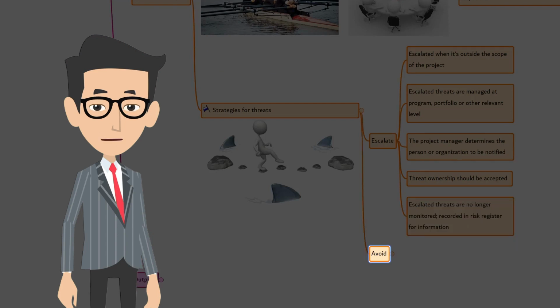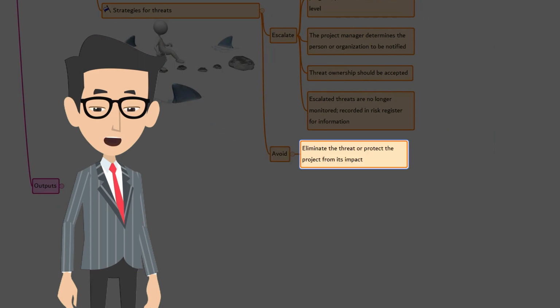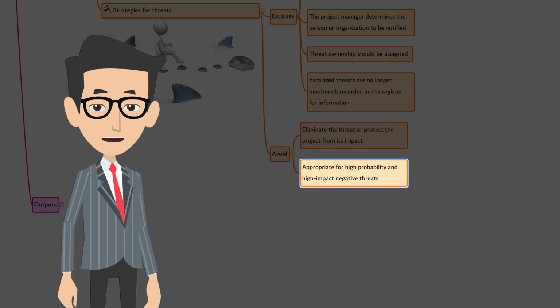The next strategy is avoid. The word avoid may look a little confusing, but let's get into the detail. You will understand it easily. Here, the project team acts to eliminate the threat to protect the project from its impact. This approach is appropriate for high priority threats with high probability of occurrence and high negative impact.